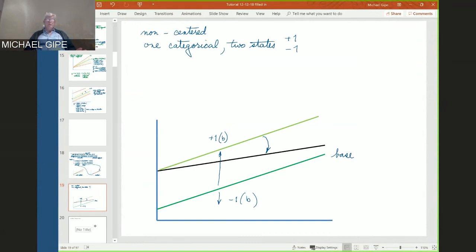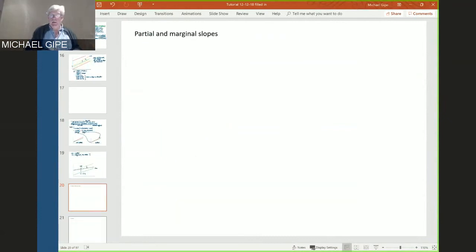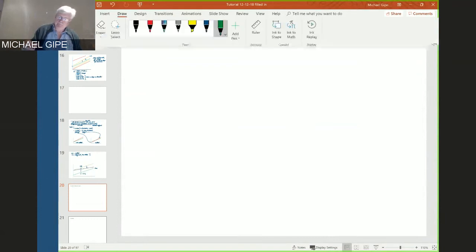Okay, any questions on that stuff? A few more things we want to cover. Let's talk briefly about partial and marginal slopes. This is often kind of confusing. Put some information on your cheat sheet to remind yourself.